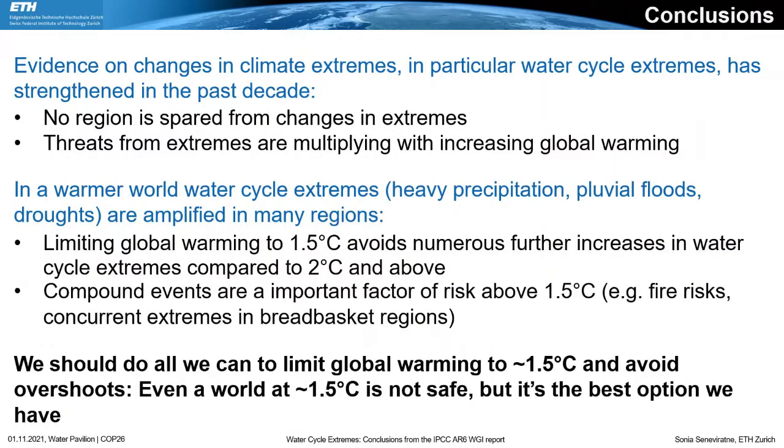So my conclusion would be we should do all we can to limit global warming to 1.5 degrees and avoid overshoot. Even a world at 1.5 degrees is not safe. We have seen this now, even at 1.1 degree or 1.2 degree, we are having impacts. But it's the best option we have to limit global warming to 1.5.